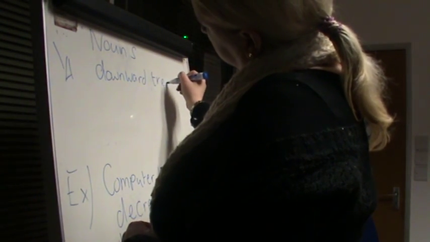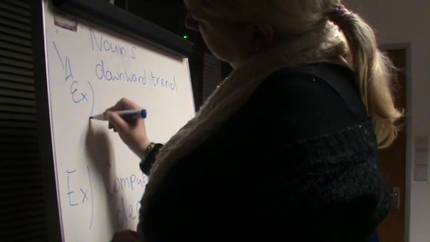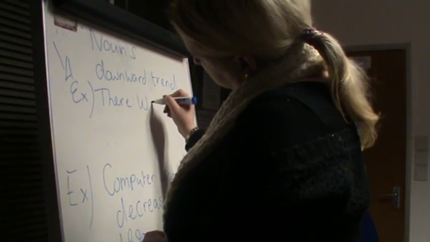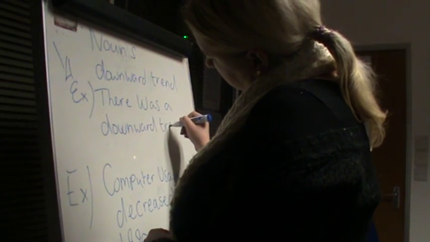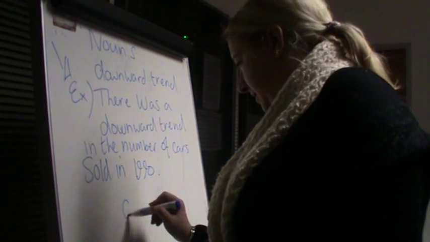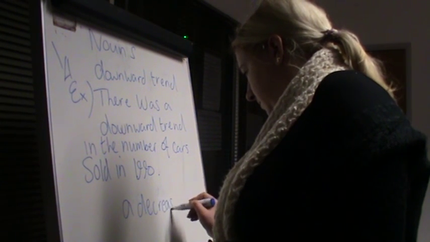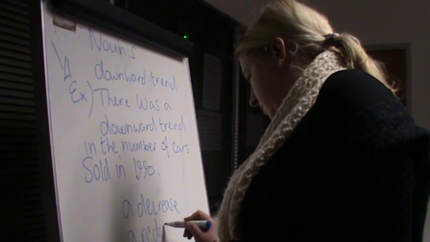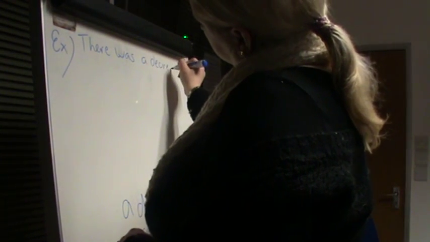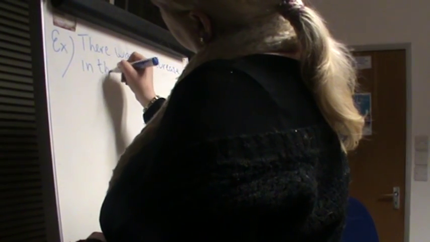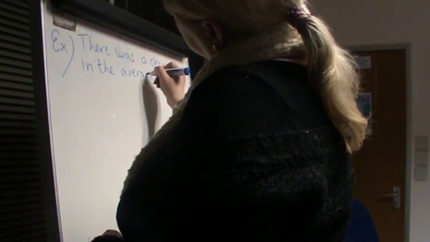So again, you'd say there was a downward trend. Written here: a fall, a decrease, a reduction. So a decrease. A reduction. Average success rate in 1990. In the average? Of success. For amount.